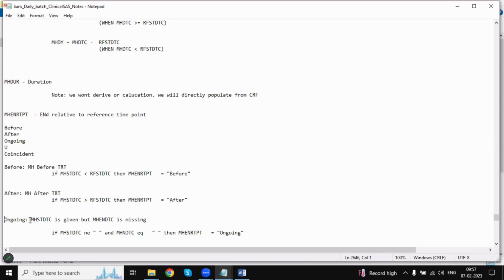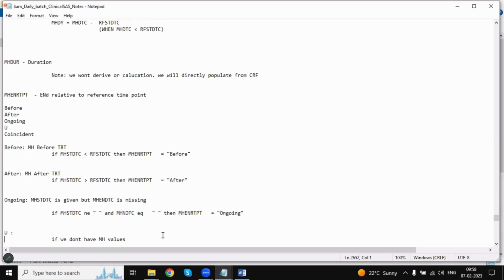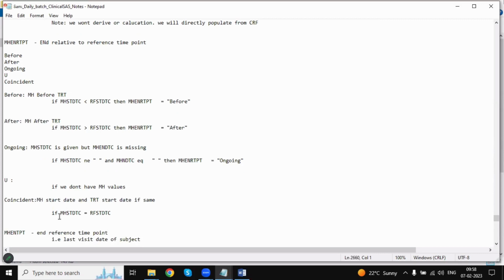Ongoing means start date is given, end date is missing, then it's going to be ongoing. For example, asthma: start date is given, end date is not given. What does that mean? The particular subject is still suffering from that asthma. So then your ENRTPT value will be ongoing. When it will be unknown? When both start date and end date are missing, it's unknown. For example, if your MH start date and your treatment start date are the same date, it's going to be coincident. So like this, we have to derive ENRTPT values. The same in the AE domain, we discussed. Remember, guys?